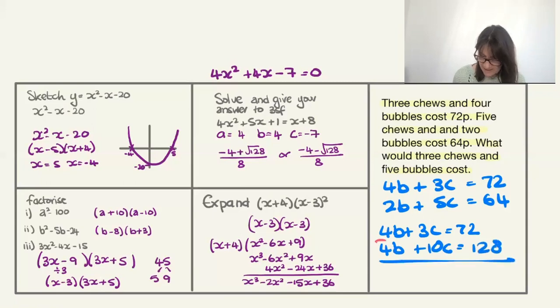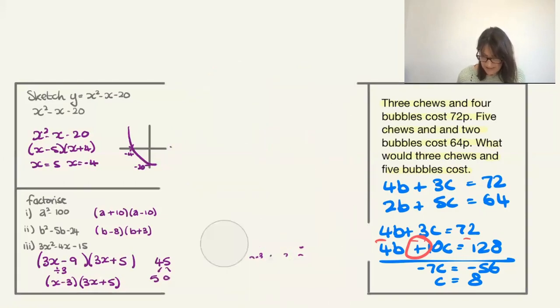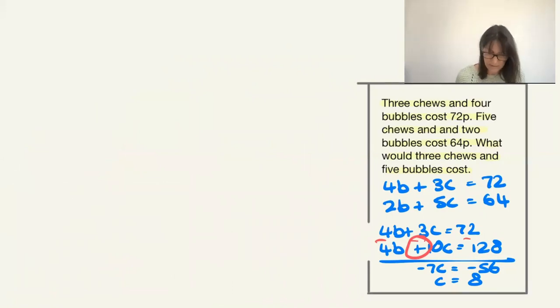When I do my take, I should always be looking at that ring there to make sure nothing is being changed through the signs. Then I've got 3 take 10c, which is minus 7c, equaling 72 take 128. That is going to be minus 56. And then when I divide through by that minus 7, c is going to equal 8. Okay, so I might just rub out some of this here, so I've got some space to work in. I think that will be easier than trying to squash it all in there.